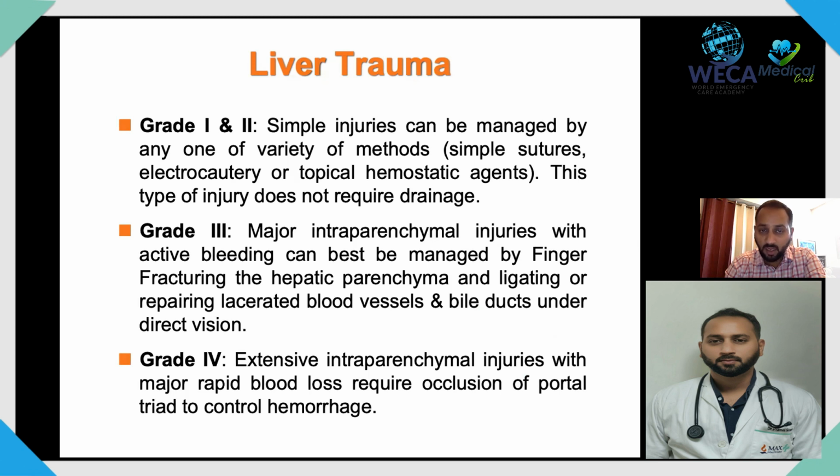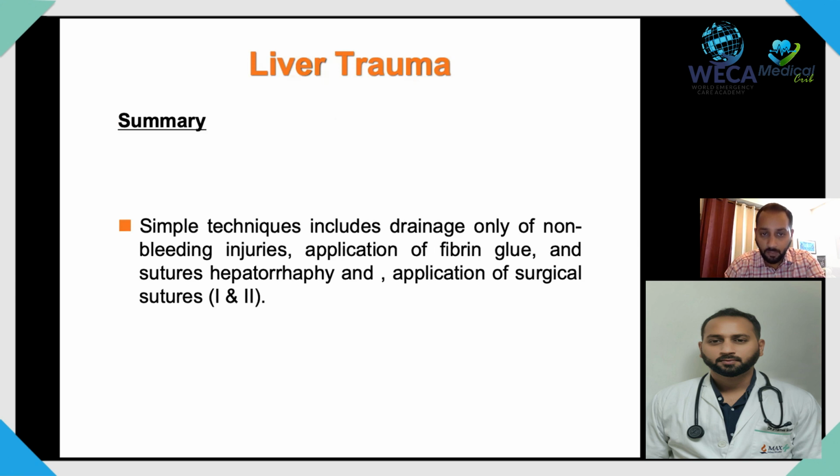So the management: grade 1 and grade 2 can be managed by a variety of methods like simple sutures, electrocautery, or topical hemostatic agents. Mostly they will not require drainage. If there is a grade 3, we can do a ligation or repair of the injured blood vessels and bile ducts under direct vision, on laparotomy. Grade 4, again, extensive intraparenchymal injuries, will require occlusion of the portal triad, that is the Pringle's maneuver, to control the hemorrhage. So summarizing everything, simple techniques in management of liver trauma.